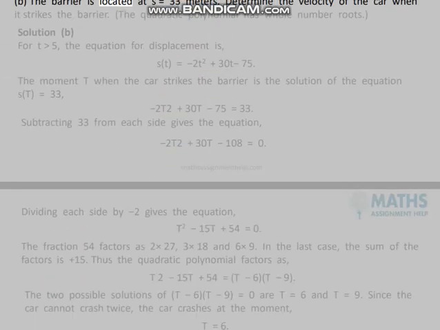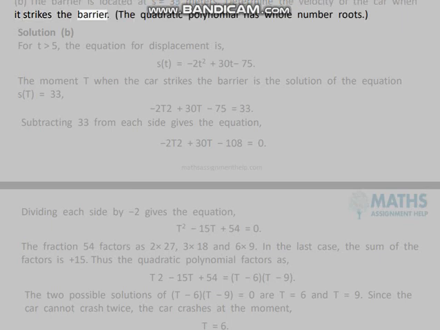B. The barrier is located at s equals 33 meters. Determine the velocity of the car when it strikes the barrier. The quadratic polynomial has whole number roots. Solution B. For t greater than 5, the equation for displacement is s(t) equals -2t^2 plus 30t minus 75.